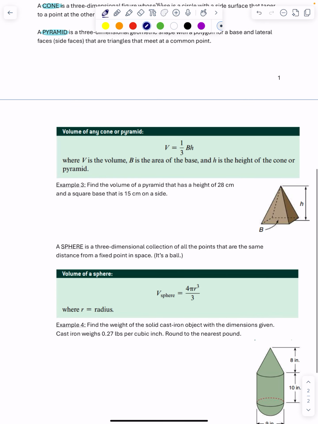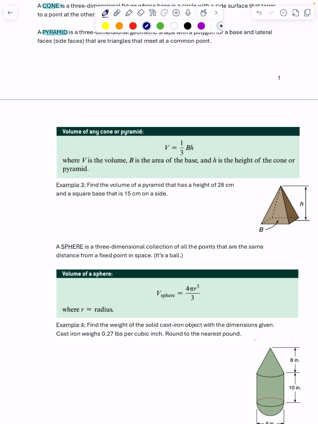The volume of every cone or pyramid, anything that comes to a point, is going to be 1/3 times the base times the height. So like you were finding the volume for the prism or the cylinder, and then we're going to divide by 3 or multiply by 1/3.